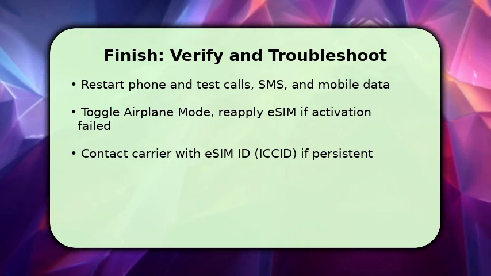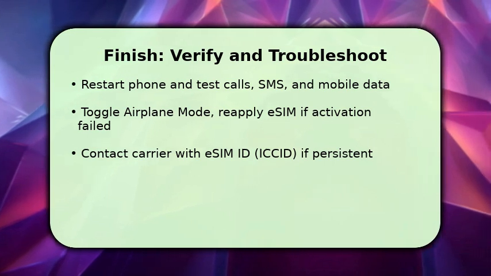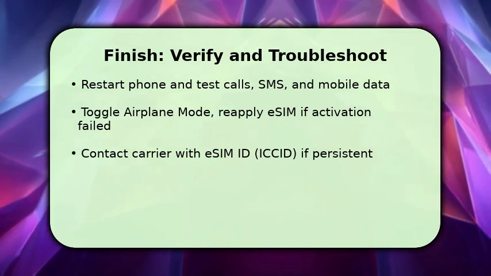If problems persist, note the eSIM IXID and activation error, then call your carrier support. They can push provisioning or reissue the activation code. This resolves most.